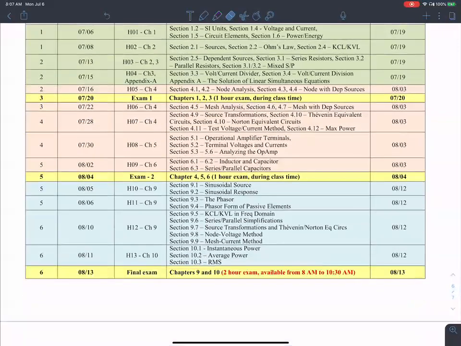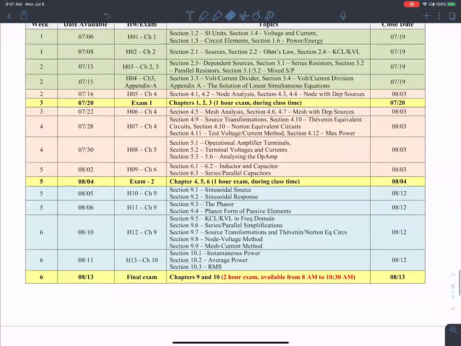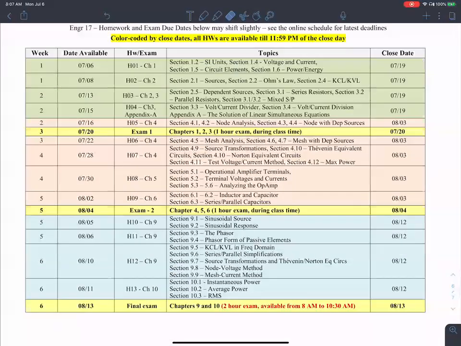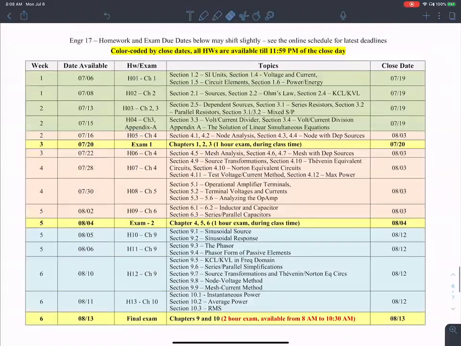So you can see the idea when I say the exams kind of set the deadlines, and around those dates, the homeworks are arranged. So another set of homeworks is going to become due around the 12th of August, while the exam itself, the final exam, is on the 13th, okay? So you want to pay attention to the open date, the dates the exam, the homeworks are available, and the close date, okay?